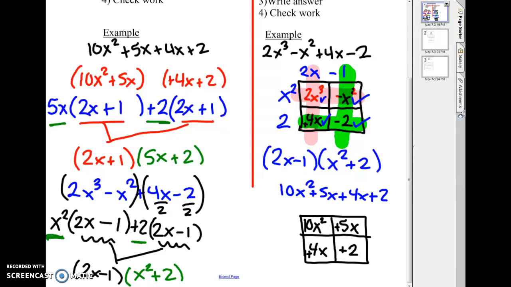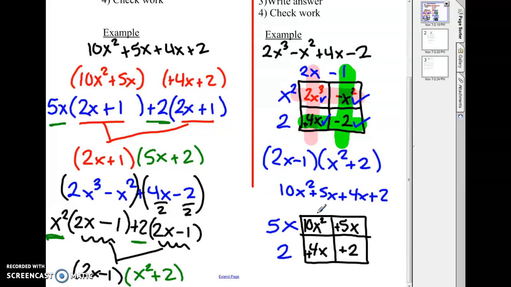Okay, and now I'm going to start with this row right here. What do they have in common? I noticed 10 and 5. The GCF there is 5, and they both have an x, so I could take out a 5x. This one, I noticed what they have in common. Their greatest common factor is going to be 2, and that's it. No letters there that are in common.